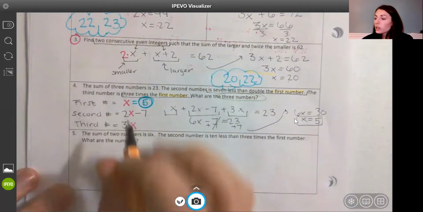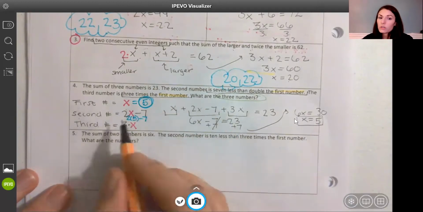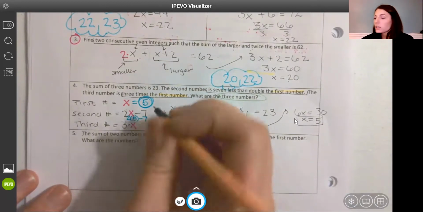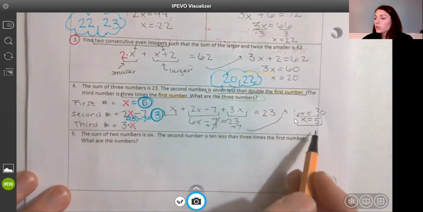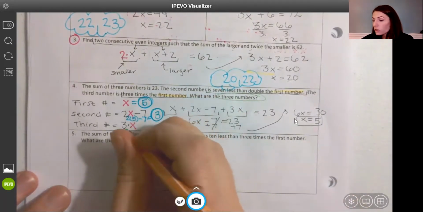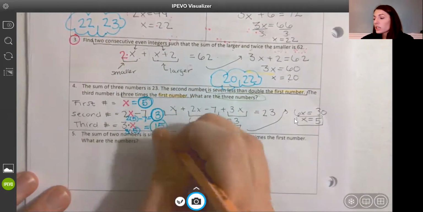The second number is 2 times 5 minus 7. Well, 2 times 5 is 10 minus 7. Okay, so my second number is 3. And my third number is 3 times x, or 3 times 5, would give me 15.